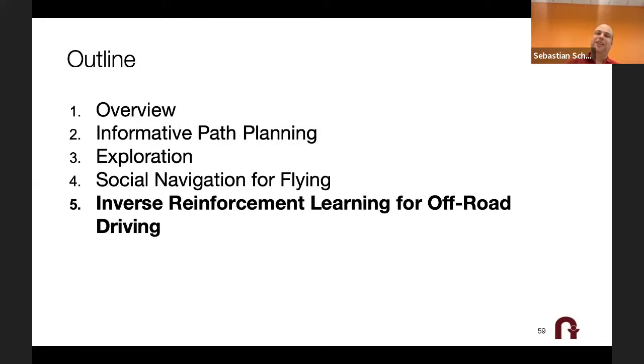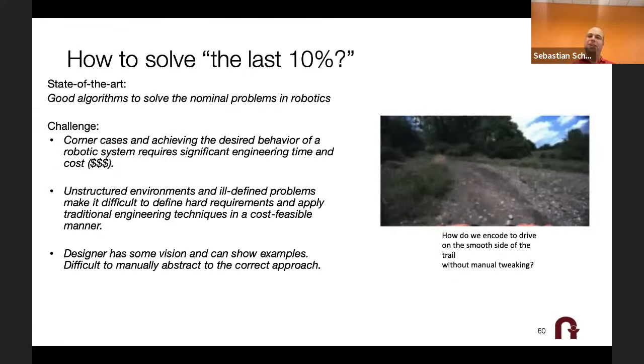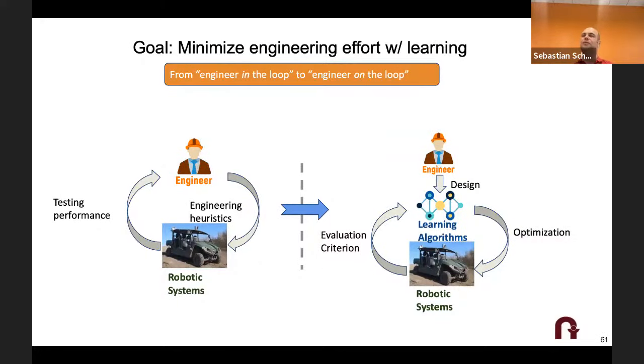Okay, cool. So in the final part, we'll go from high in the air back to the ground. So no more flying. Here you can think about this problem of how do we solve the last 10%? We have pretty good algorithms for nominal problems, but there are all kinds of corner cases that require a lot of engineering to fine tune. It's easier for a designer to show examples, but it's difficult to manually abstract that approach. So another way to look at it is we want the engineer to be on the loop instead of in the loop.